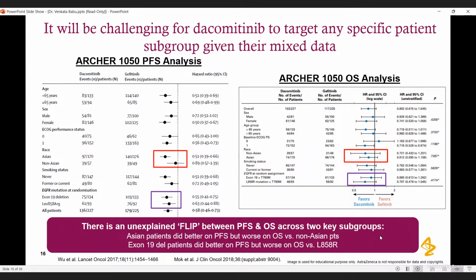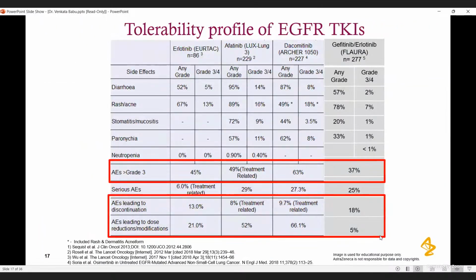In the same way, we know that exon 19 is a favorable mutation biologically compared to exon 21 mutation, and so the PFS stands along those lines in the ARCHER analysis, but in OS it is again reversed. So this unexplained flip between PFS and OS has been a matter of debate. Next slide, please.